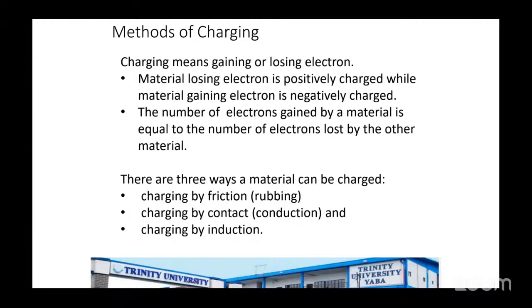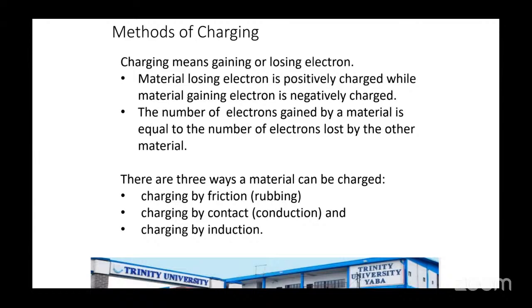Charges cannot be destroyed, cannot be created, but can be transferred from one object to another object, or from one body to another body. So method of charging, we have three types of charging. Number one is charging by friction. Charging by friction simply means rubbing against one another, like the previous example I mentioned, where you rub your hair with your pen.